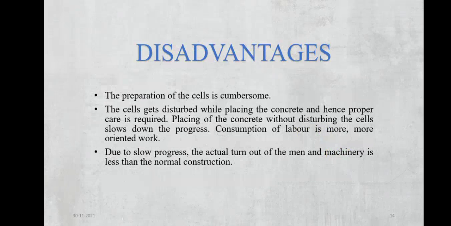Disadvantages: the preparation of cells is very cumbersome, which is very tough to build. The cells get disturbed while placing the concrete, and hence proper care is required. Placing concrete without disturbing the cells slows down the progress. Consumption of labor is much higher, as it is labor-oriented work. Due to slow progress, the actual turnout of men and machinery is less than in normal construction.